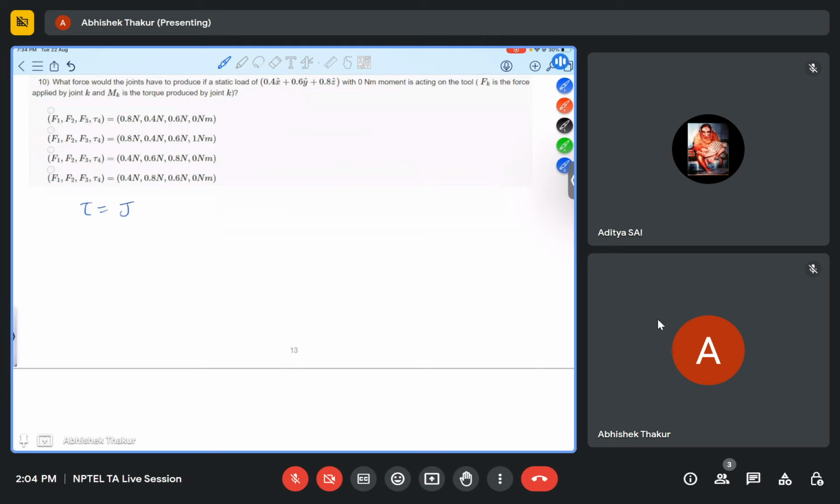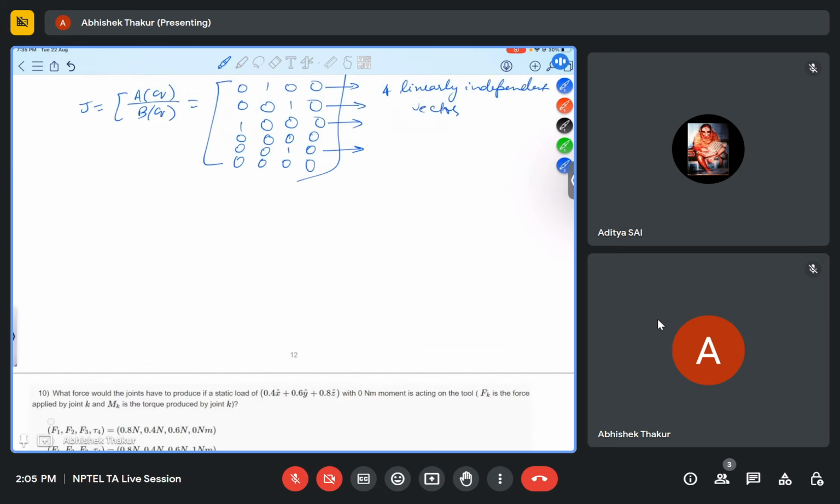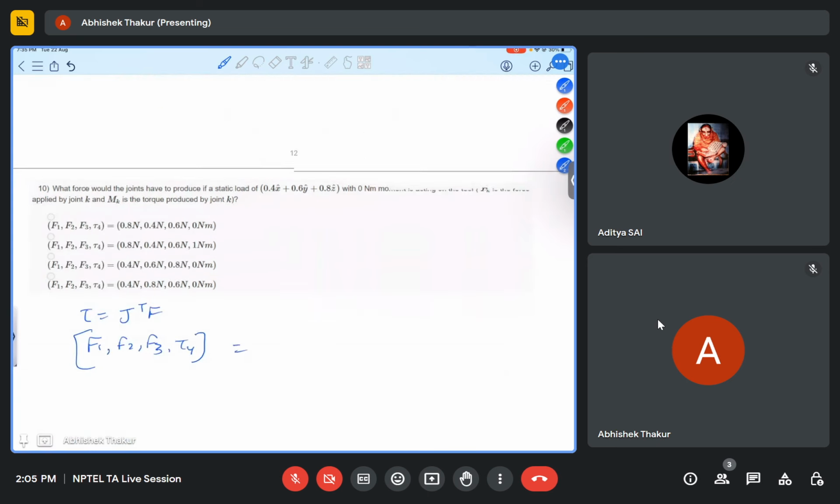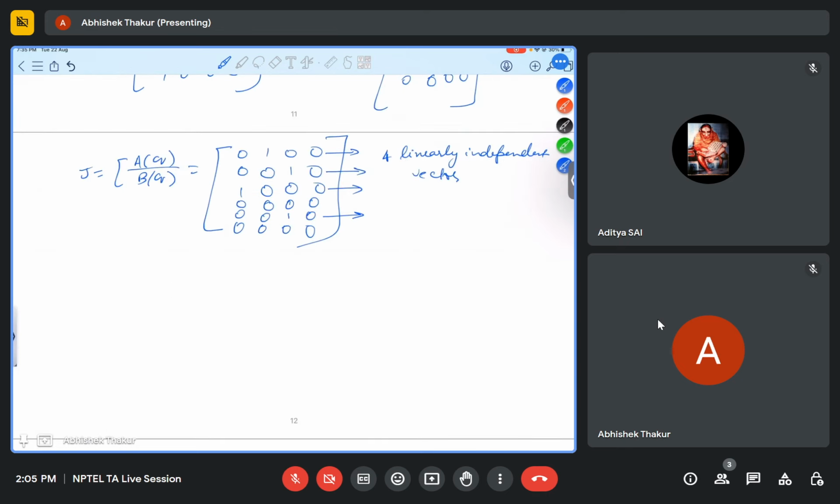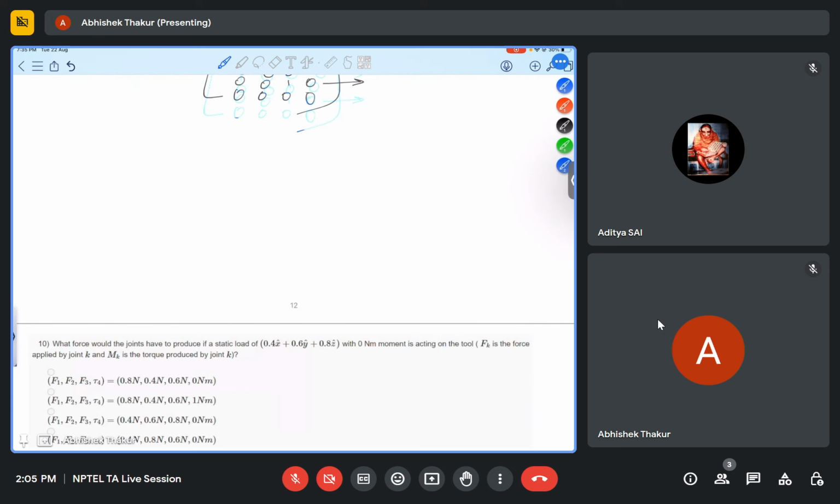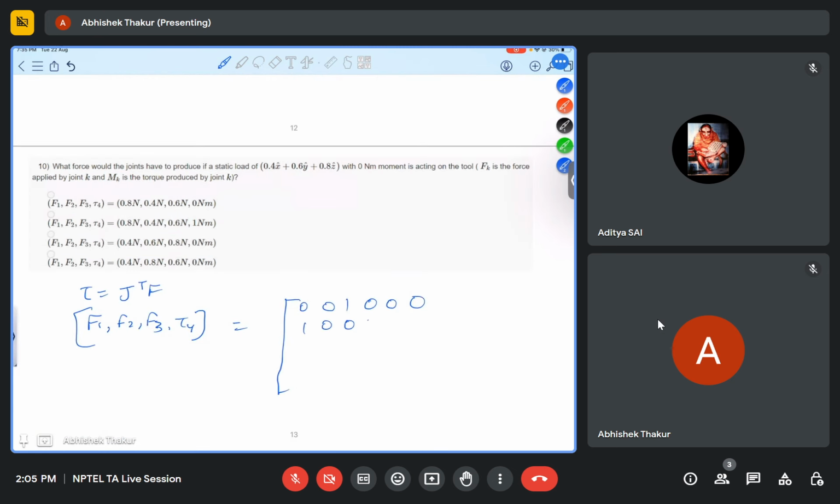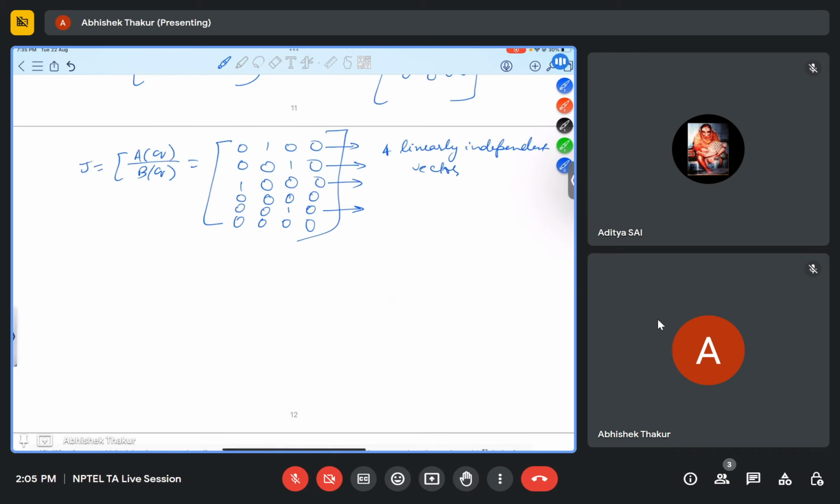torque is equal to Jacobian transpose into F, where tau is the vector of joint force or torque, and F is the vector of tool tip force and moments. So F1, F2, F3, and tau 4 is equal to our Jacobian transpose. So the Jacobian transpose will be 0 0 1, 0 0 0, 1, 0, 0, 0, 1.